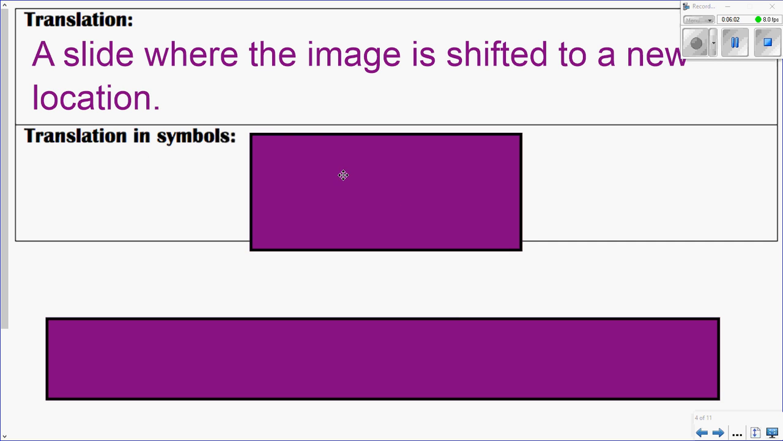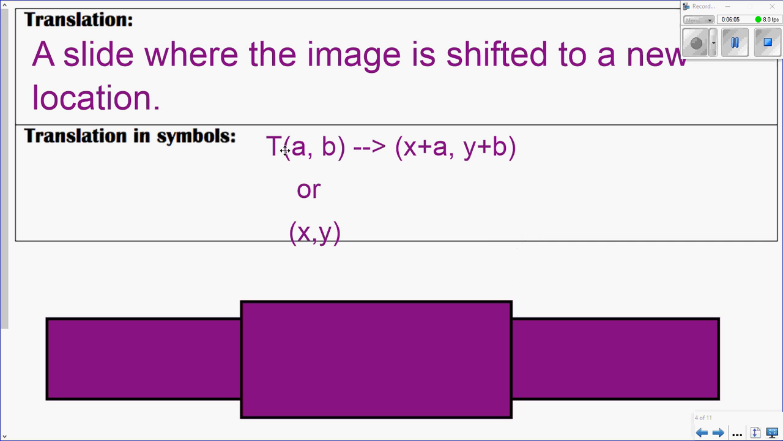And in symbol form, you will see T and then (A, B), meaning the two original points of the image, and this is what happens. The X and the Y tell you how many places that point is going to move, either left or right or up or down. So with the X, you know you're moving horizontally, and with the Y, you're moving vertically, either up or down. So A and B are your original points, and your X and Y tell you which direction you're moving and how much.